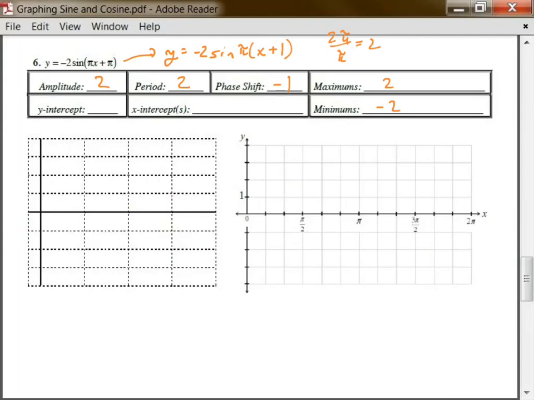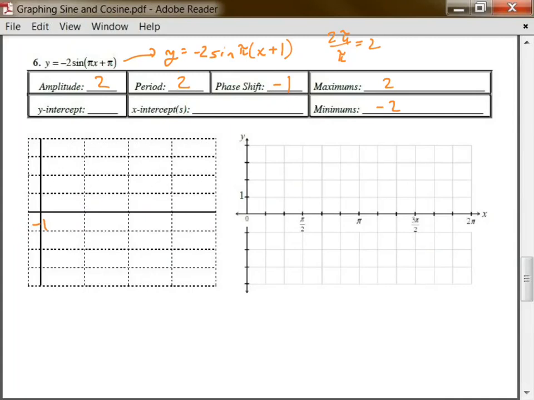But because our phase shift goes back 1, I'm going to say that our first x is -1 instead of 0. Now this is the next part. What are my next x values going to be?